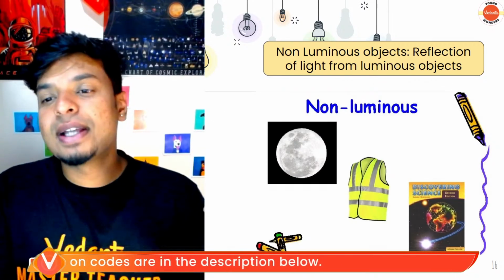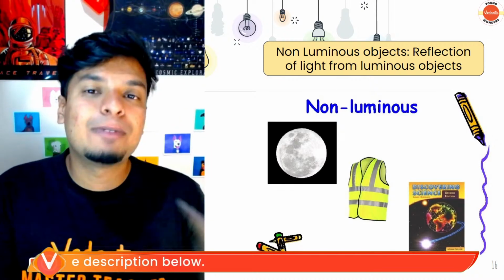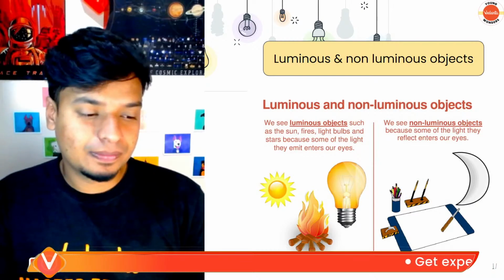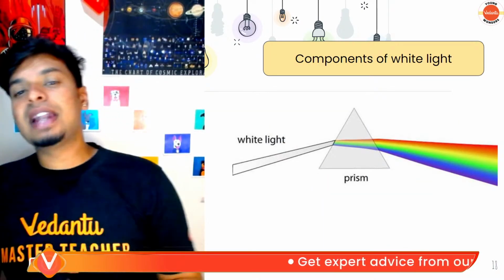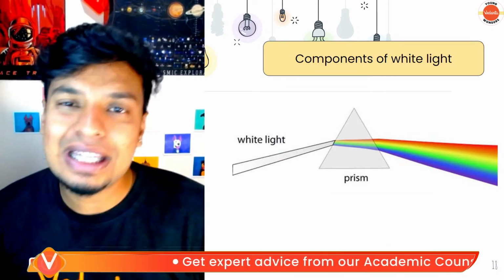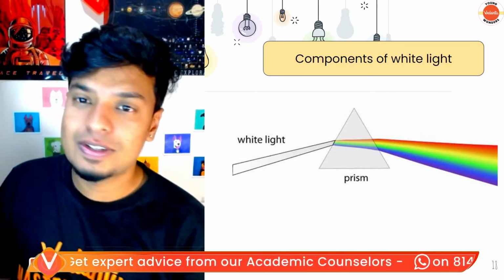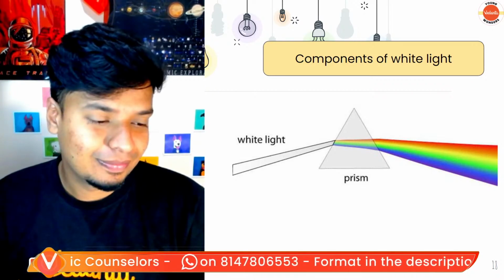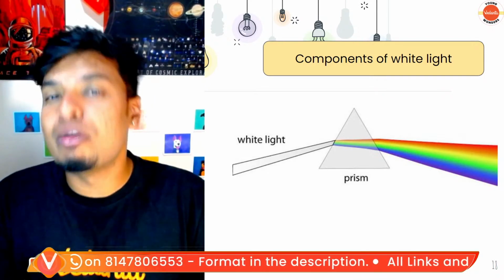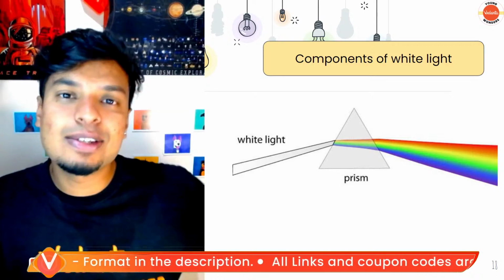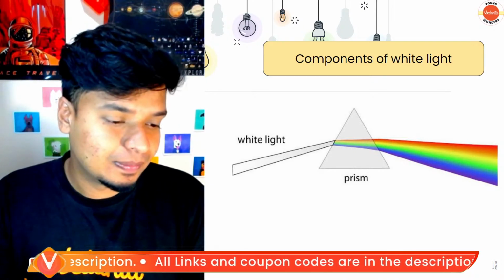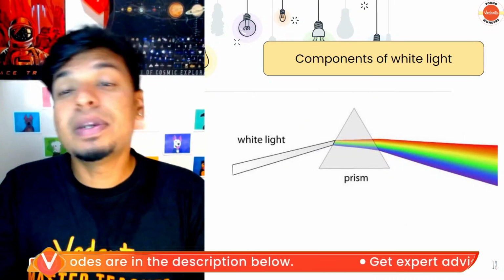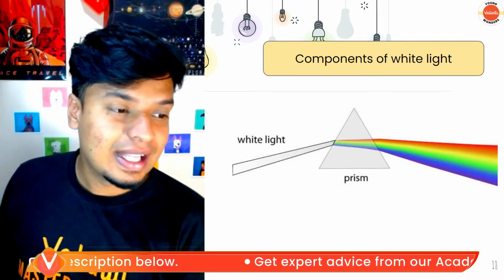Now, non-luminous are the objects which do not have their own light. They just reflect the light that falls on them. Got it? You have luminous, you have non-luminous objects. Okay. Now, what about sunlight? Sunlight is basically white light which is made up of different colors. You can split these colors using a prism. White light splits into its component colors, and that process is called dispersion. Got it? You can use a prism. This happens naturally also. That's why you see a rainbow.